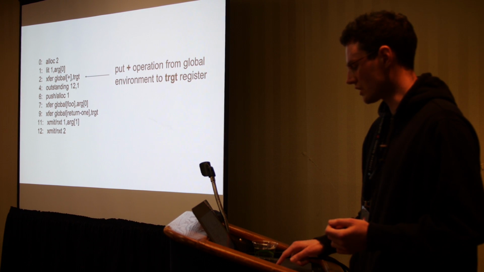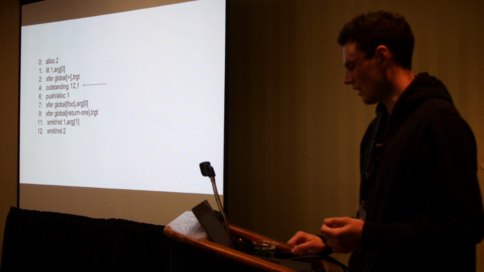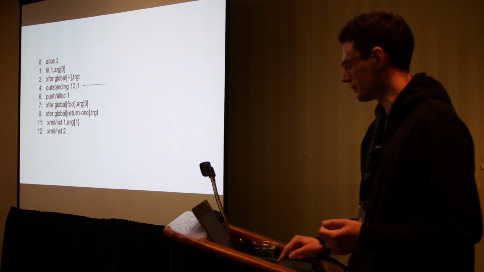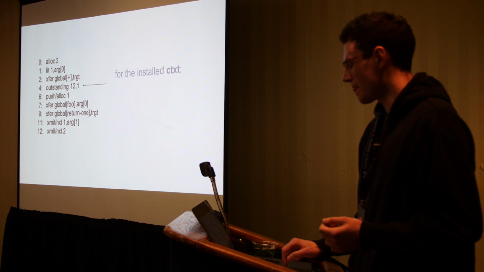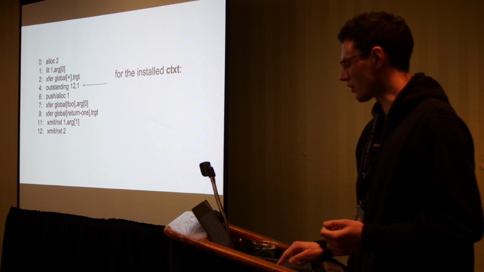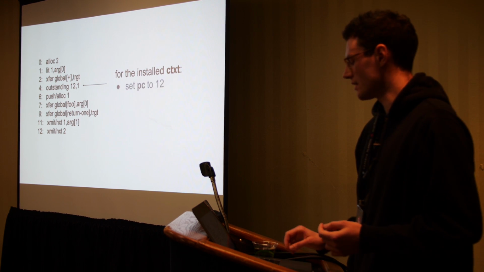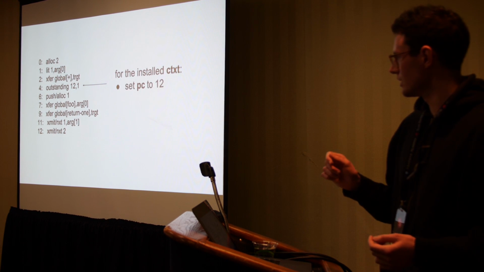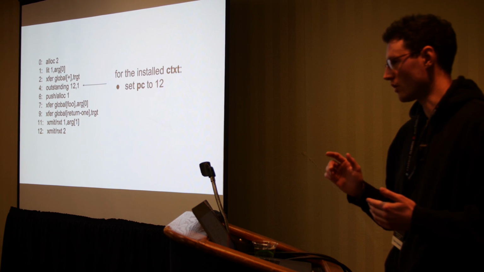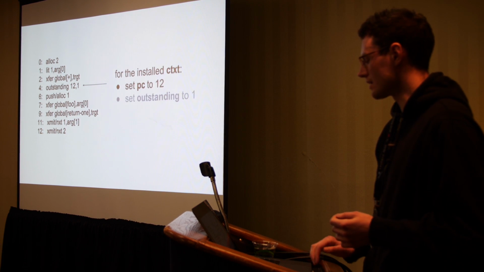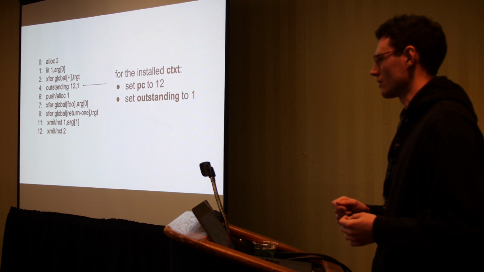Now things start to get interesting. Outstanding 12.1. What this does for the installed context is it sets the PC field, the program counter, to 12, and it sets the outstanding field to 1. And right now we don't understand why yet. I will come back to that.